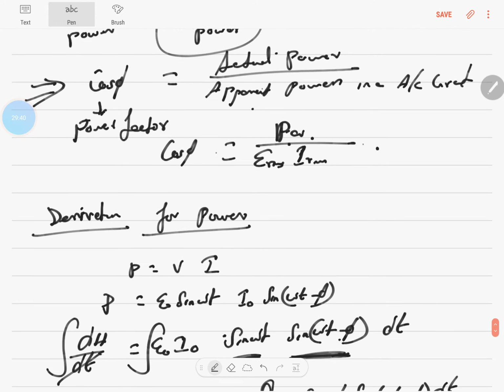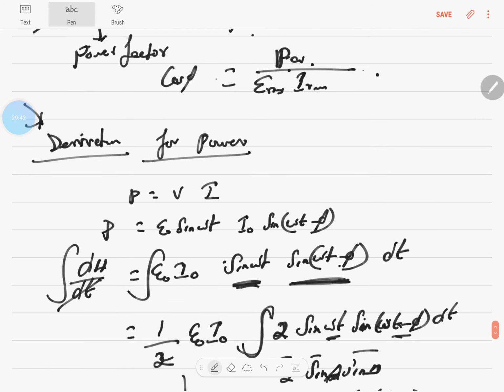I am going to do a derivation next here. Derivation for power in an AC circuit. P is equal to VI. V itself is E naught sin omega t, I is equal to I naught sin omega t minus phi. Yeah, in an LCR circuit, considering that the inductor is more powerful than the capacitor.